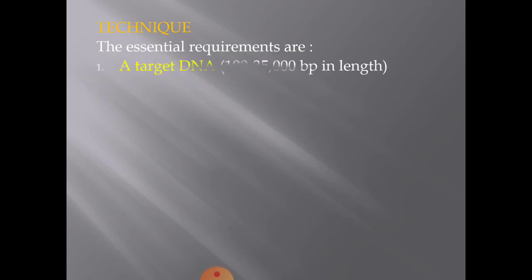Then what all you need to conduct a PCR? First and foremost thing is you need a target DNA whose multiple copies need to be generated. This target DNA is normally 100 to 35,000 base pairs in length. However, shorter the target DNA, efficiency of PCR is more.